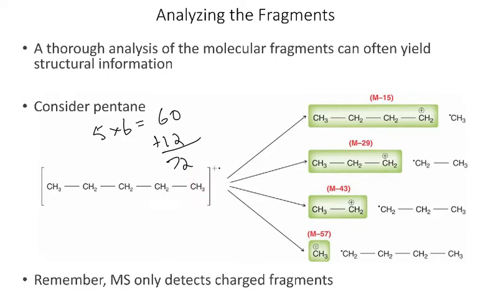So if I see a peak at 15 less than the molecular ion peak, that's typical of losing a methyl group. An ethyl group has 2 carbons, 24, plus 5 hydrogens, 29. So if I see a peak 29 less than the parent ion peak, that's probably an ethyl. And we can see the same thing for losing a propyl or losing a butyl group.